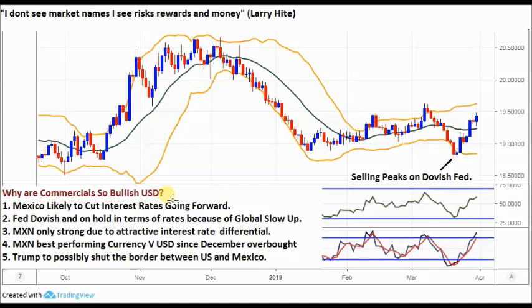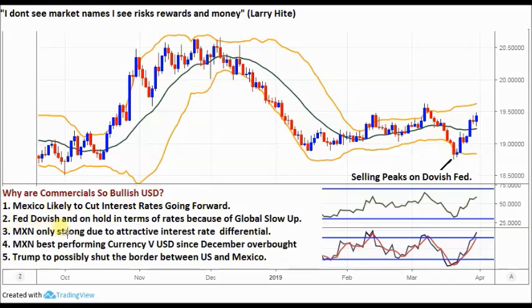I said it in previous videos, you can just trust the commercials, but we like to work out the reasons why they're bullish, and that gives us more confidence in the trade. Now, in terms of the points I've written down, Mexico is likely to cut interest rates going forward. We had the Mexico bank meeting this week. They're very cautious about the outlook. They'll be cutting in the coming months, which is bearish for the MXN.